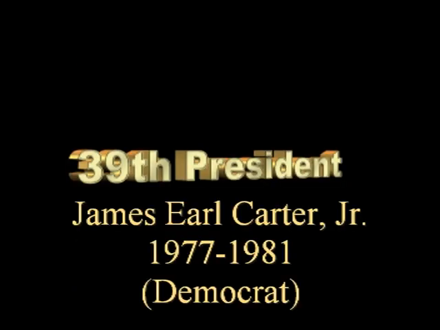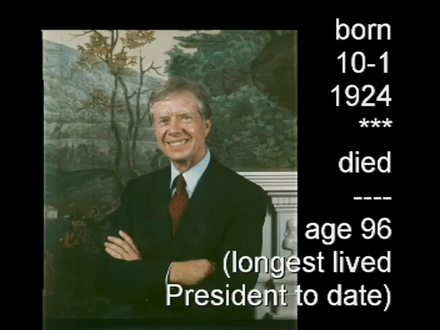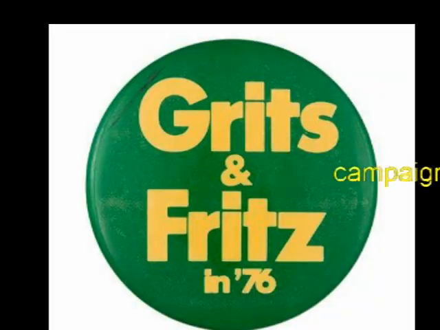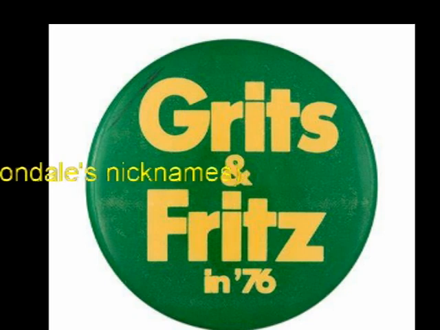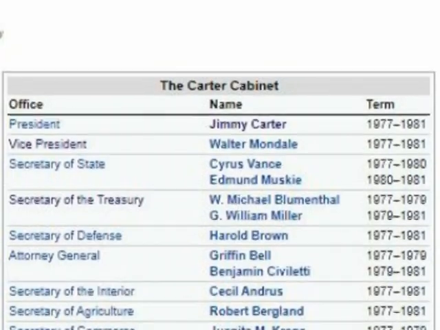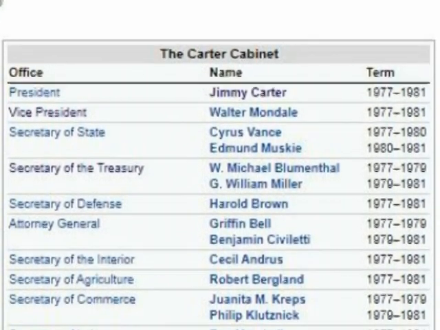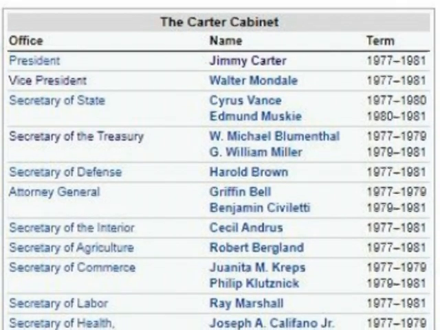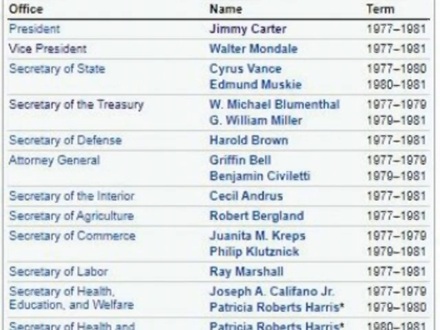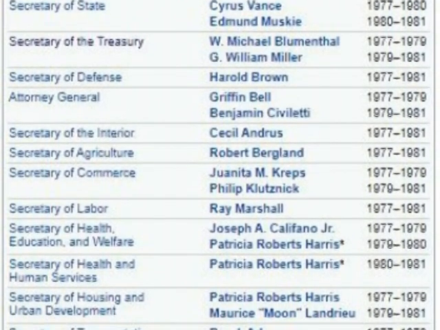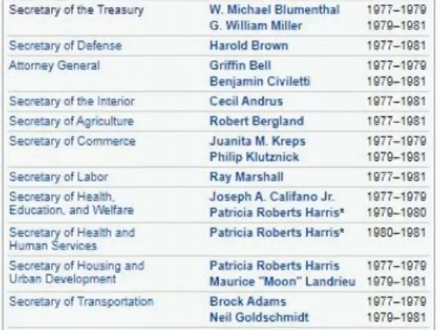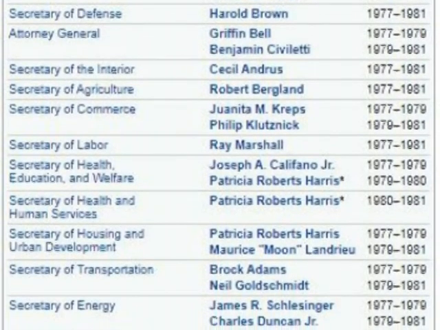James Earl Carter Jr. The presidency of Jimmy Carter began at noon on January 20, 1977, when Jimmy Carter was inaugurated as the 39th President of the United States, and ended on January 20, 1981. Carter, a Democrat from Georgia, took office after defeating incumbent Republican President Gerald Ford in the 1976 presidential election. Following his defeat, Carter was succeeded by Republican Ronald Reagan, who won the 1980 presidential election.